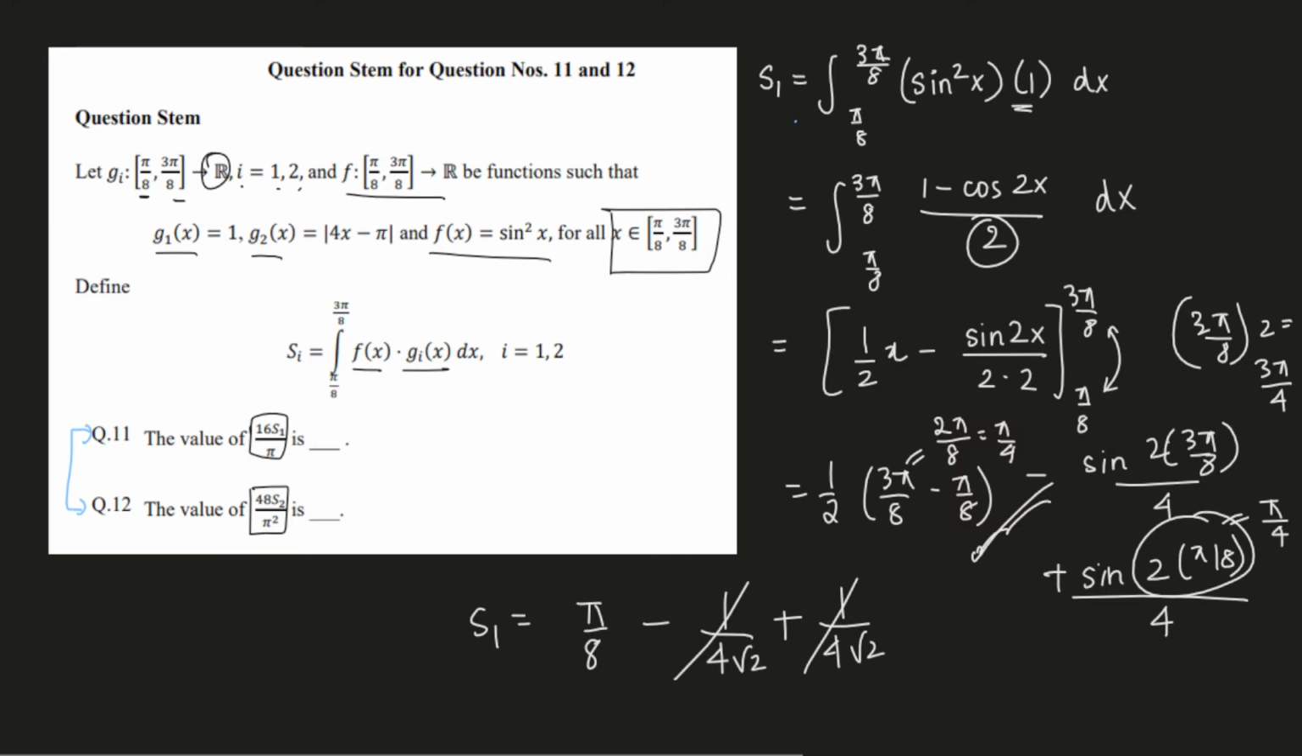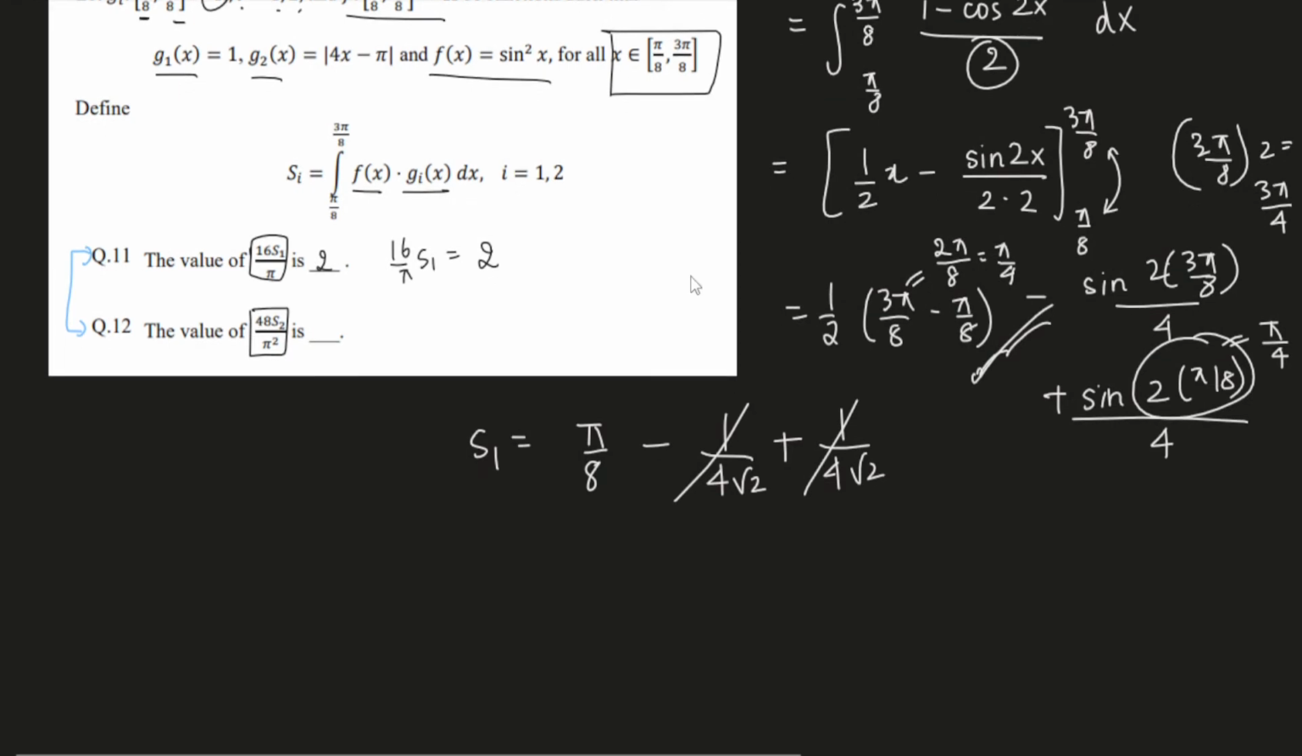And so what that means is that the value of 16 by pi times S1 is just equal to 2. So the answer of question number 1 is 2. Let's go to question number 2, or the second part in this stem. And this is going to be a bit more complicated, so let us try solving this problem.